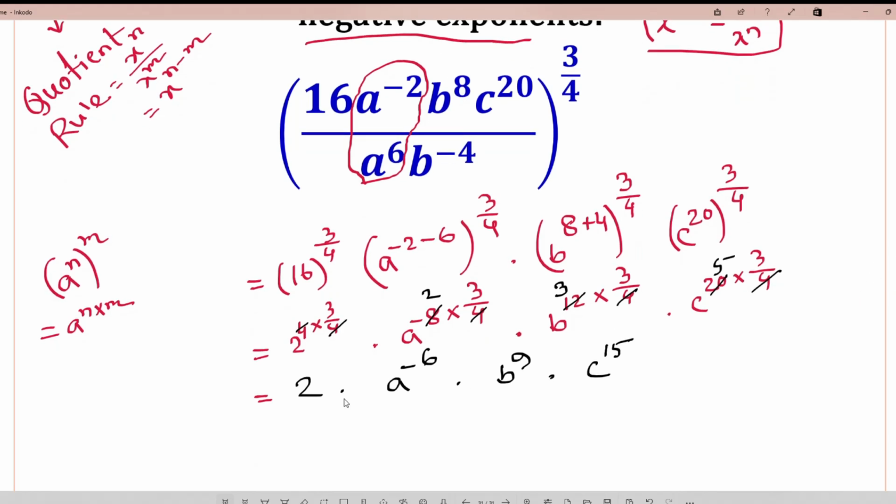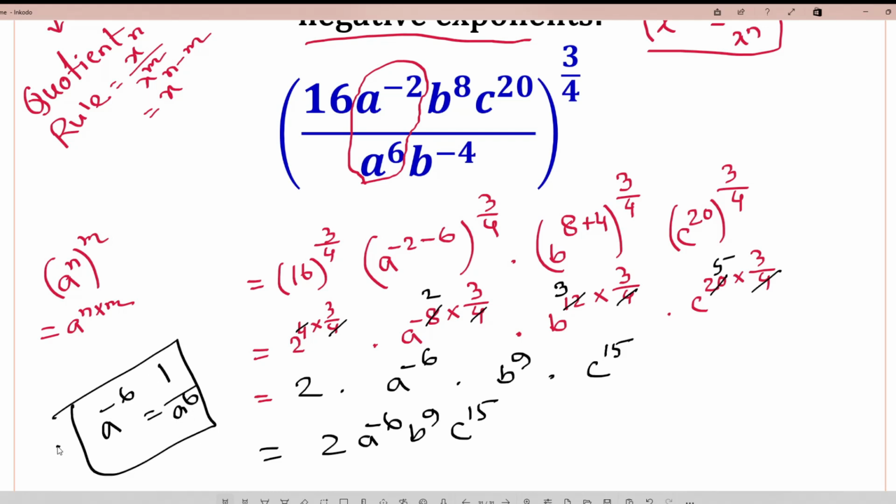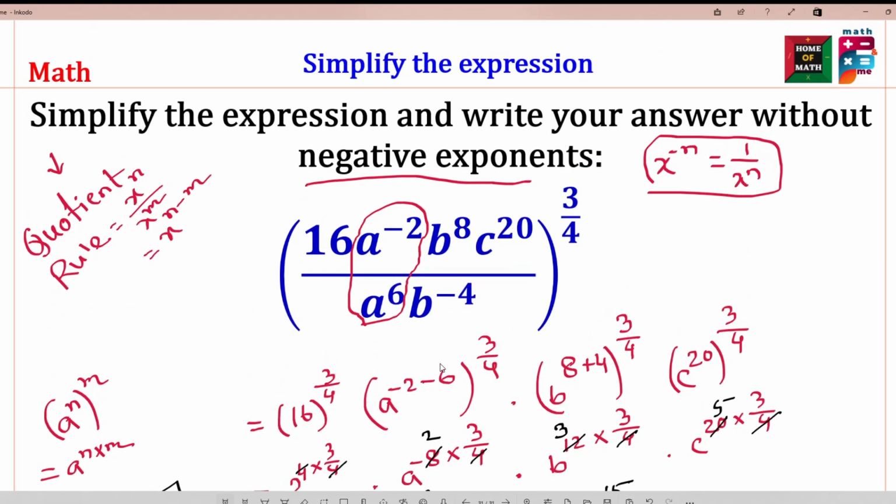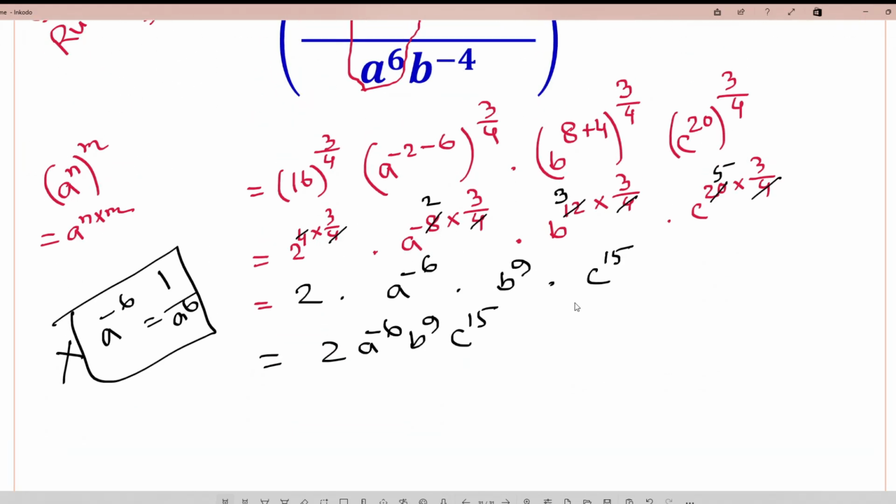what? Our answer is, we can write 2 a to the power minus 6 b to the power 9 c to the power 15. Look, in this case a to the power minus 6 we can write as 1 by a to the power 6, but for this condition we cannot leave it like this because we must make the answer without negative exponent. So our answer is this answer. Okay, thank you.